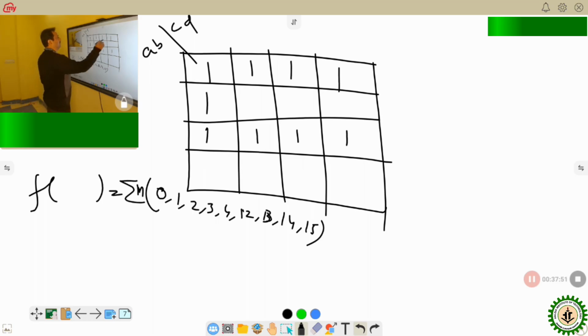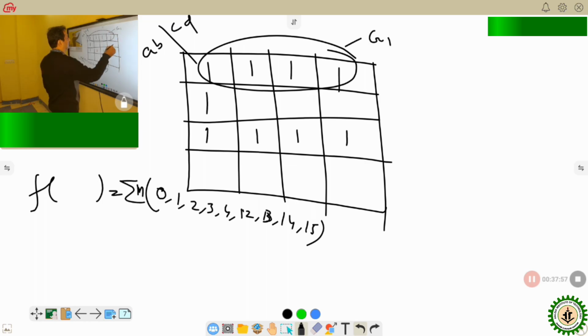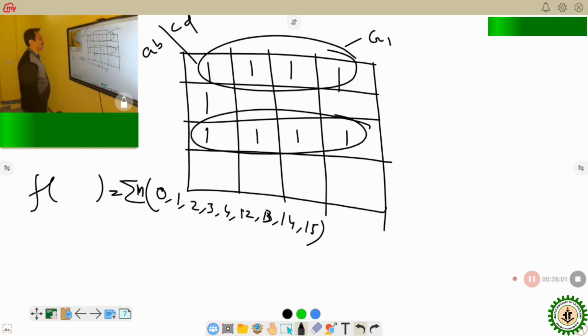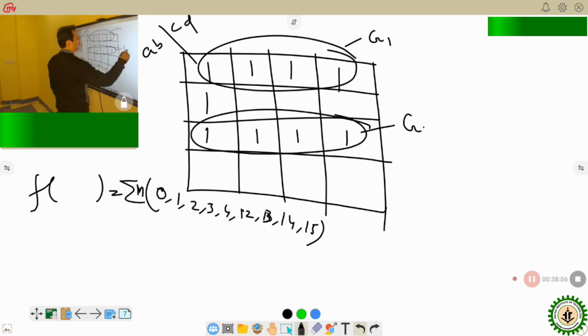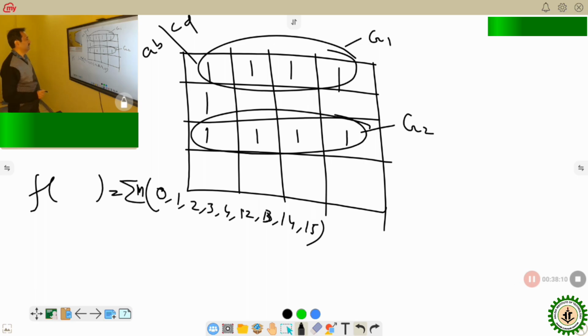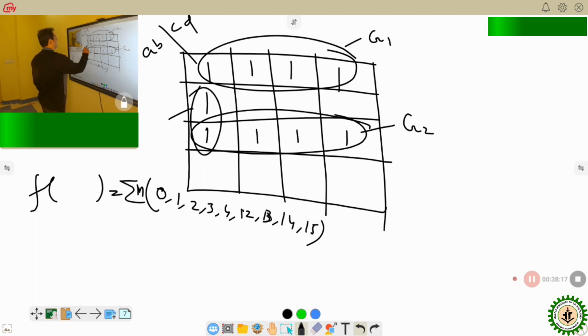Now, this is the first group, and this group consists of 4 elements. This is group 1, and this is another group, group 2. And we prepared another group. So what will happen in group 1?